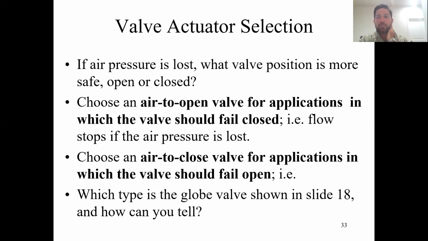So if a valve is operating air to open, as you increase the air, it increases the flow, right? So it will fail closed. Air to close would be a system that's open when there's no air pressure, and the air is used to close the valve and restrict the flow. So what's an example of a process that you would want to use an air to open valve, or something that fails closed?